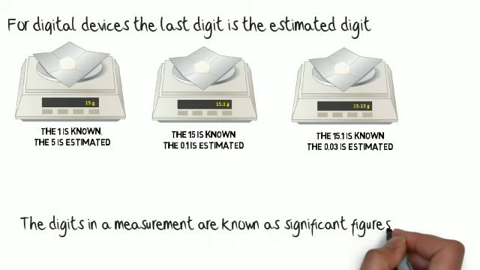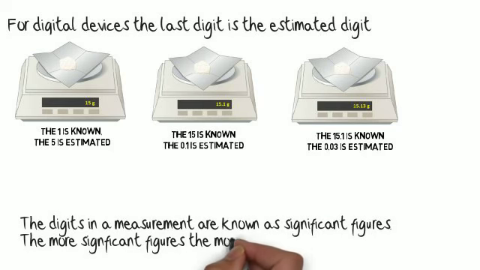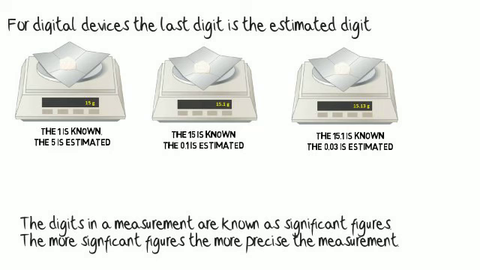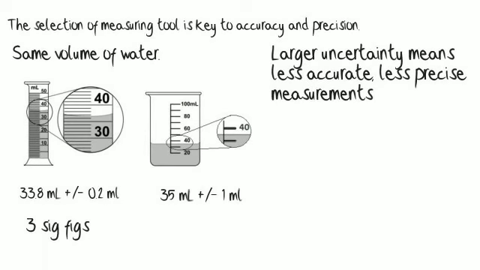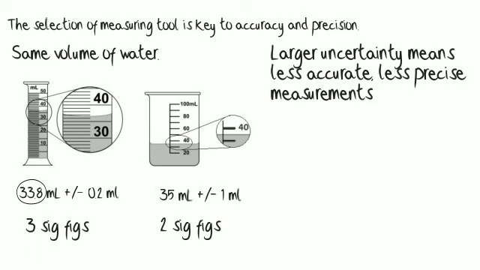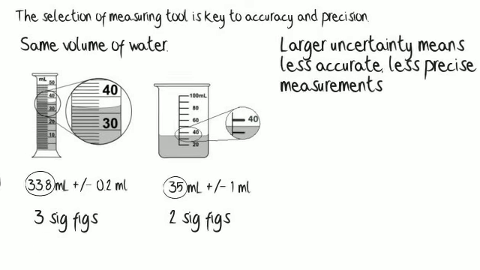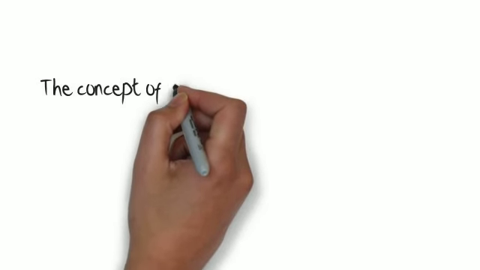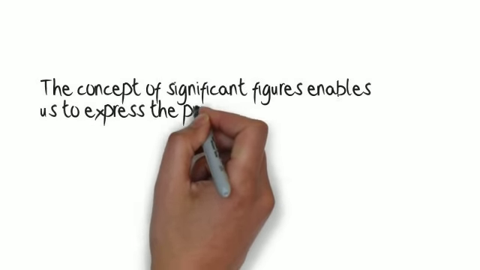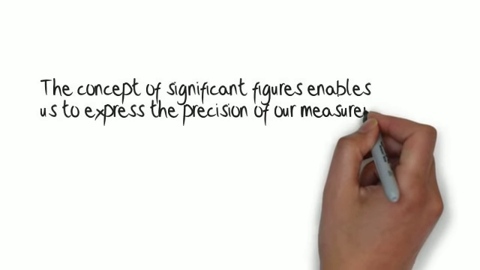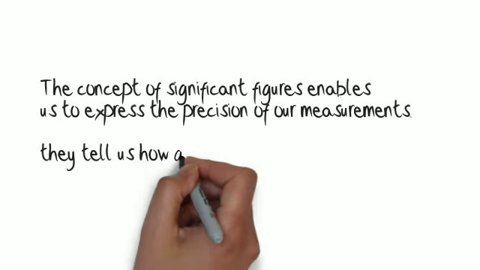The digits in a measurement are known as significant figures. The more significant figures, the more precise the measurement. So the first balance has 2 sig figs, the second one has 3, and the fourth one has 4. If we go back to the volume measurement we did earlier, the first one had 3 sig figs, the second one had 2 sig figs. The concept of significant figures enables us to express the precision of our measurement. They tell us how good our data is.